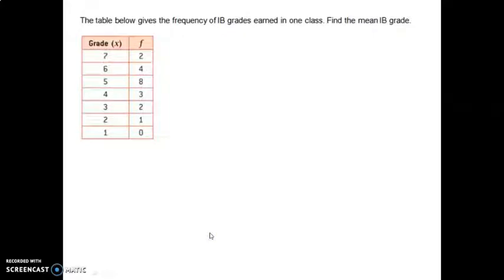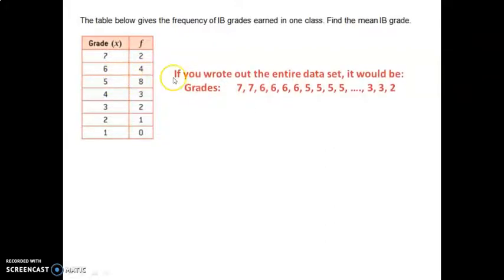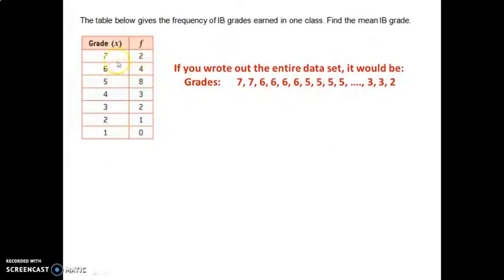Next, here is a frequency table again, and it shows IB grades earned and the frequency of students earning those grades in some course. Find the mean IB grade. This one is a little bit different, right? When we have a frequency table, the mean is a little different. We can see 7 occurs twice, 6 occurs 4 times, 5 occurs 8 times. So again, it is helpful to think about what it would look like if I wrote out this data set in full. If 7 occurs twice, I write 7 twice. 6 occurs 4 times, I write 4 sixes, and so on and so on. That's what my data set would look like.